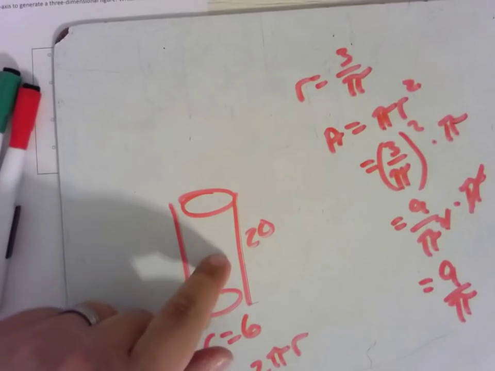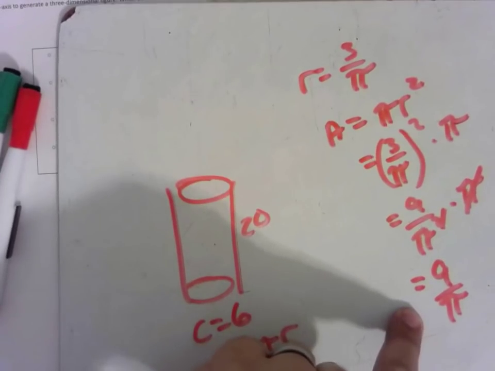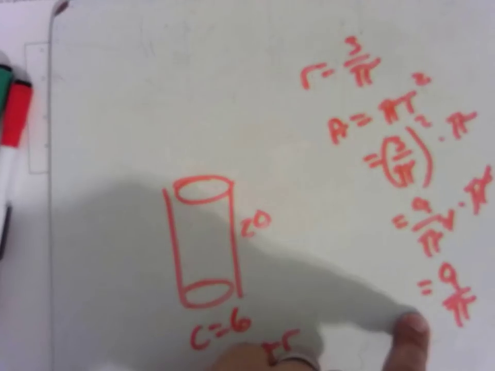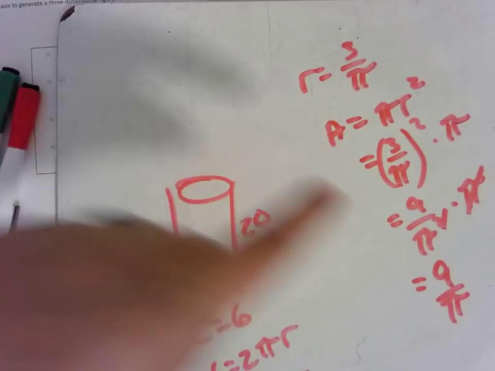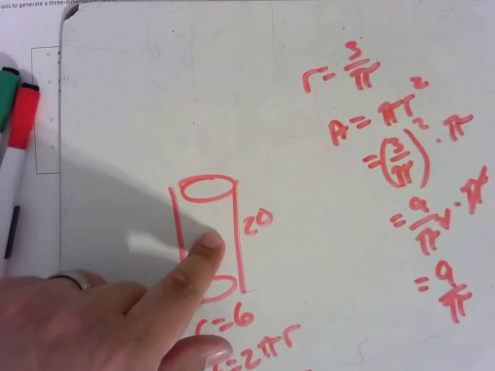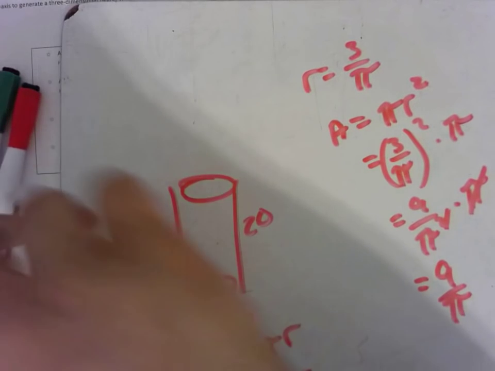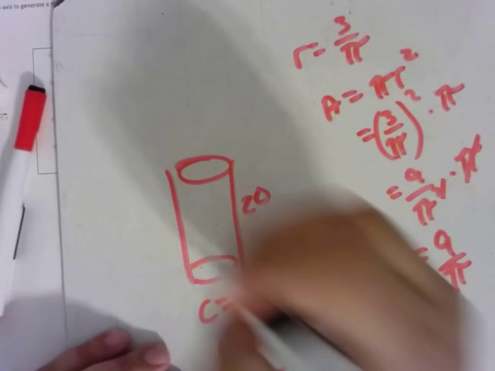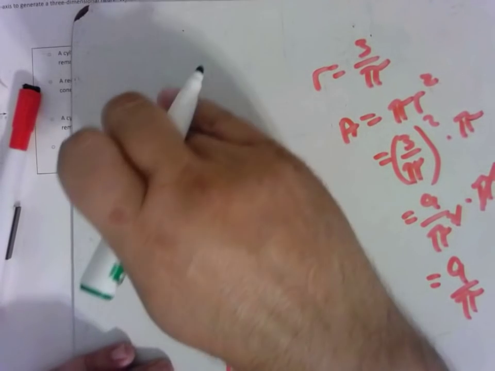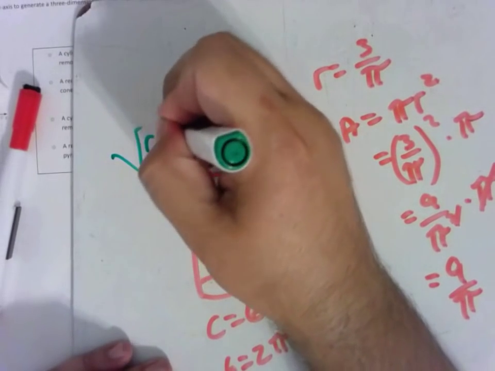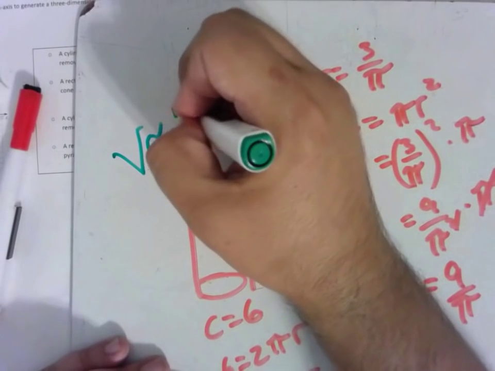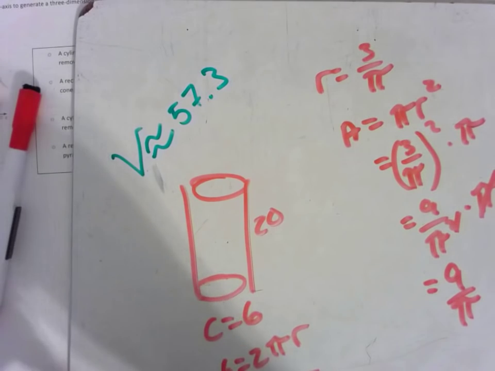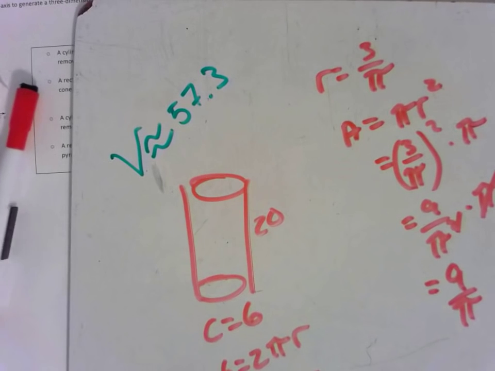Now I'm going to find the volume of this. So it's the area of the base, which is 9 divided by pi, times the height, which is 20, and you get approximately the volume of this cylinder is approximately 57.3. Doesn't tell me where to round. Your test will. I didn't.